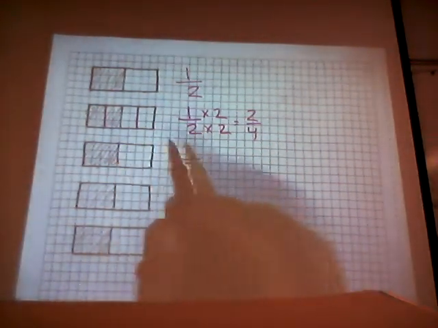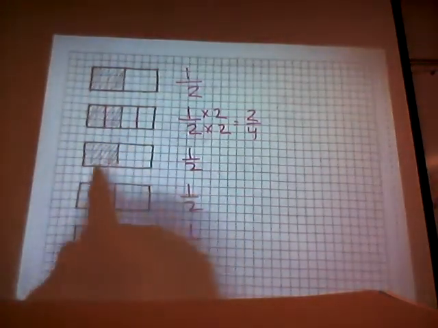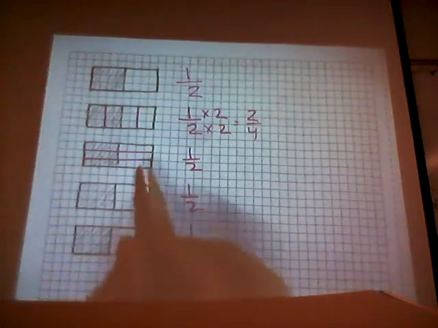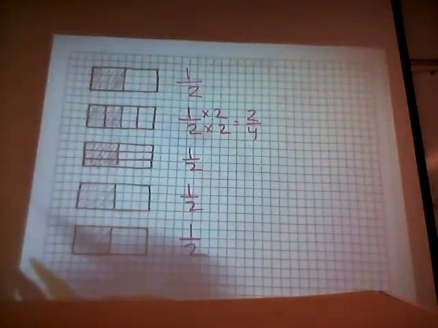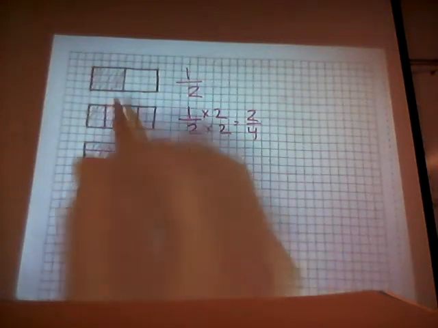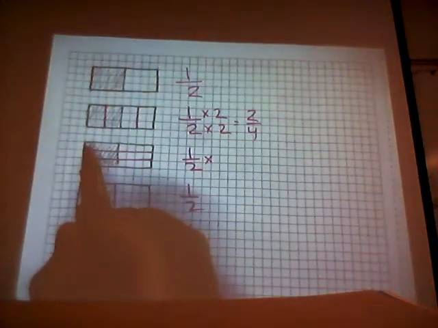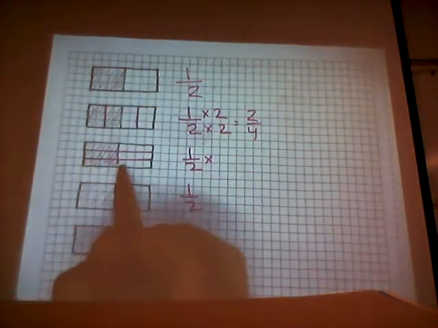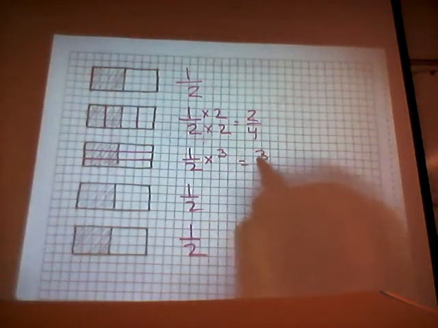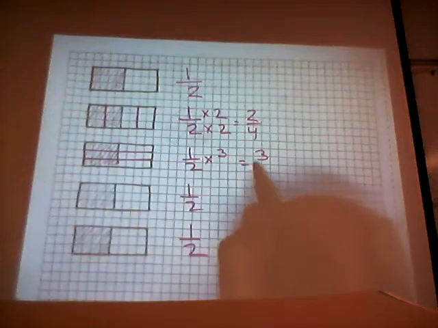Okay, now this one, 1/2, instead of drawing 2 vertical lines, I'm going to draw 2 horizontal lines through the entire shape. When I did that, I took my original 1 shaded piece, and now I turned it into 1, 2, 3 shaded pieces, and they're all the same size.